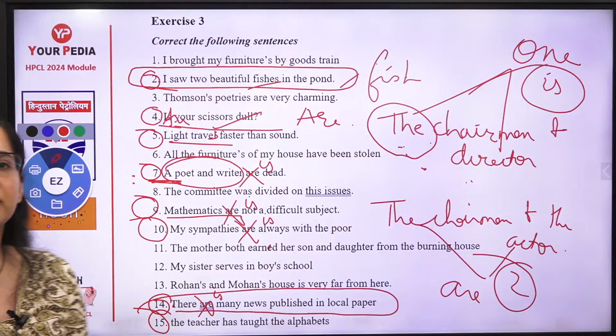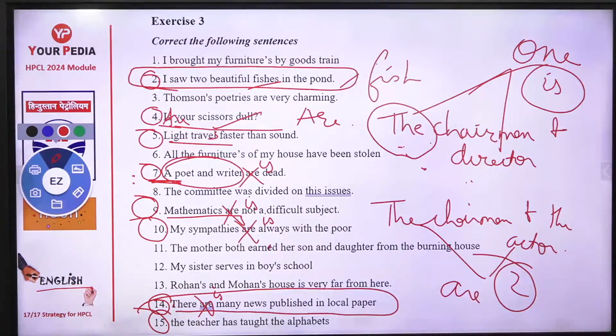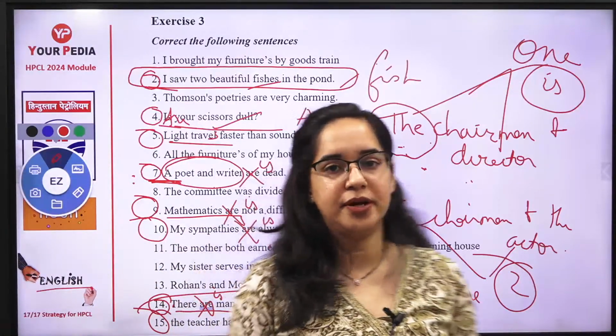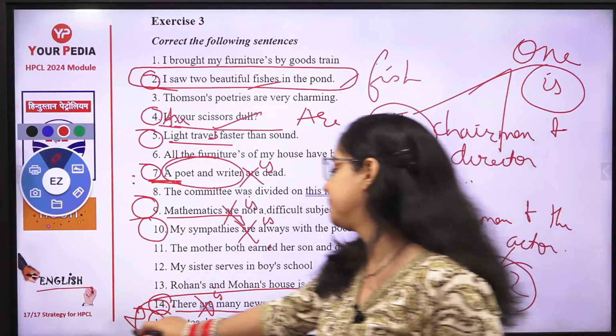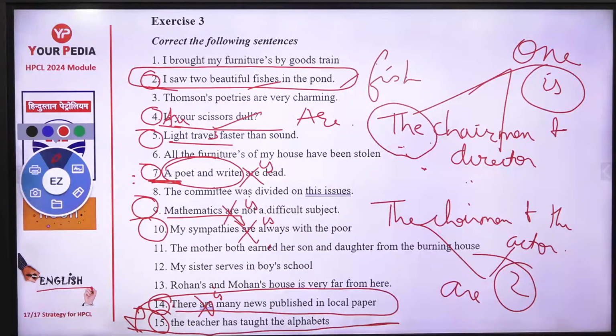The teacher has taught the alphabets. Is it right or wrong? The teacher has taught the alphabets. Now this is important. Like I asked you, I want a paper. It's not I want a paper. I want a piece of paper. In a similar way, the teacher has taught the alphabets. Is it right or wrong? And if it is wrong, what is the problem over there?